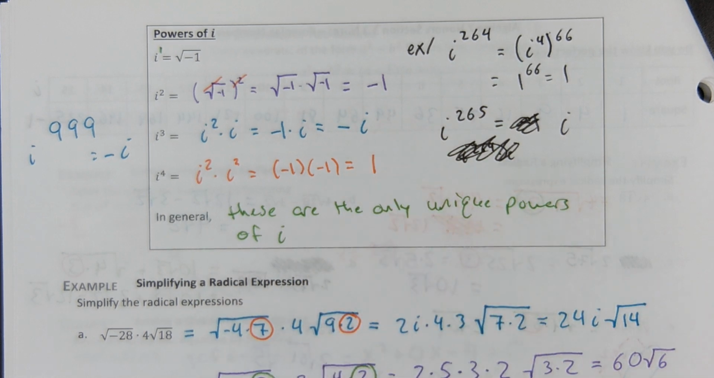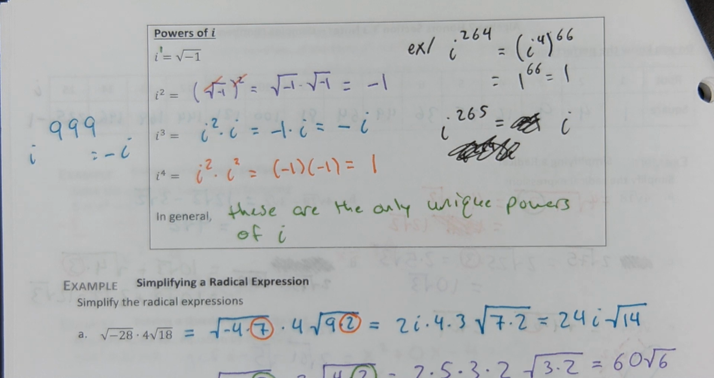So i itself is not a negative number. It's the square root of a negative number. It's the symbol that we use because we can't comprehend its value in any other way.